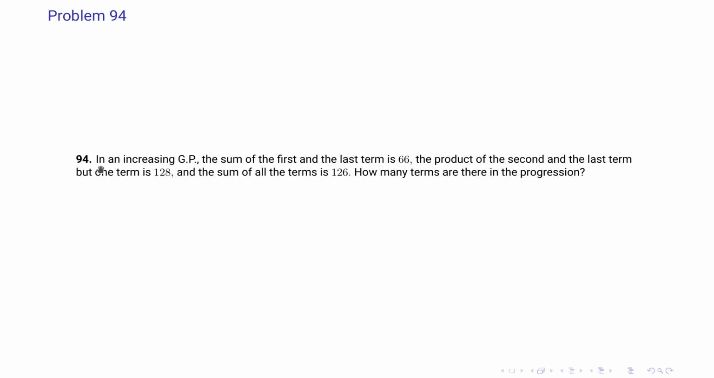Problem number 94 says that in an increasing GP, the sum of first and the last term is 66. The product of the second and the last but one term is 128. And the sum of all the terms is 126. How many terms are there in the progression?